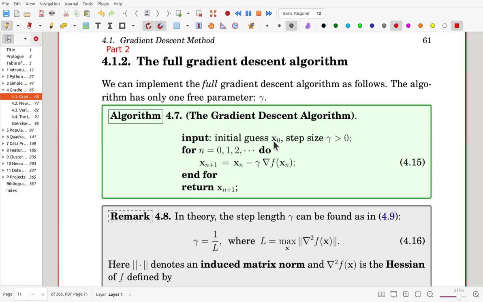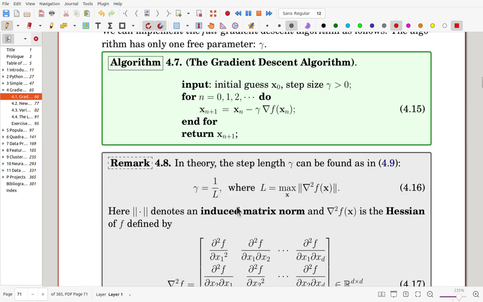Initial guess x0 and step size gamma, a positive number, are the input, and for the current point xn we measure the gradient, and the negative gradient is scaled by gamma and added to get the new point. That is the algorithm. In theory, we can set gamma to 1 over L, where L is the maximum of the Hessian norm.